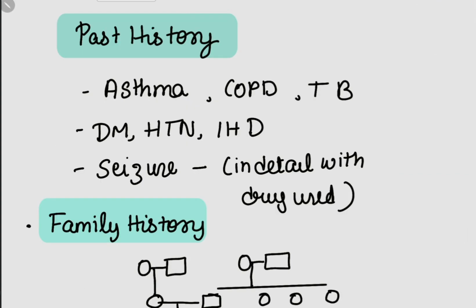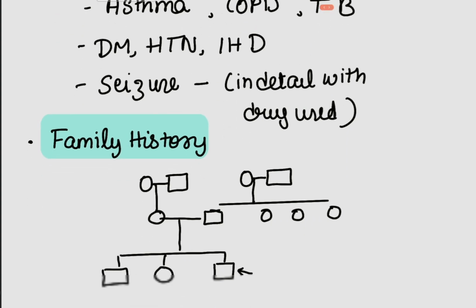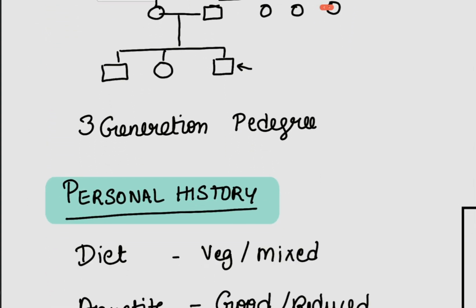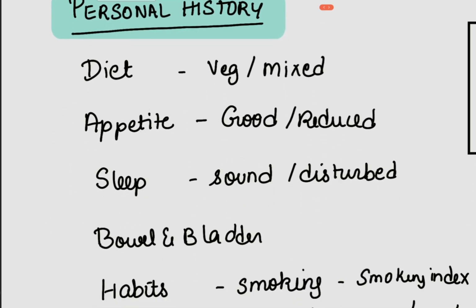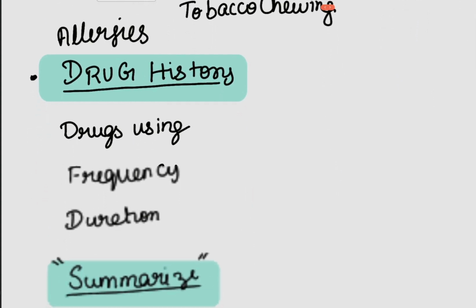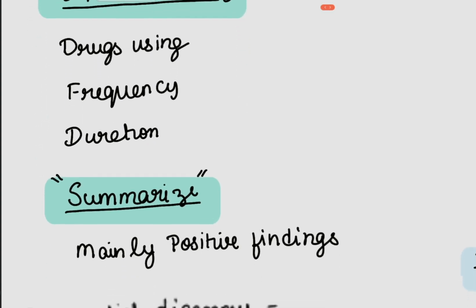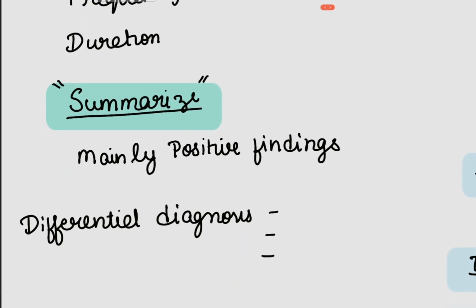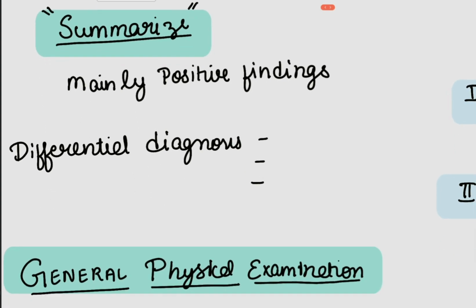Then we'll ask about past history, as usual: asthma, COPD, TB, DM, hypertension, ischemic heart disease, seizure. If it's seizure, in detail, as we have mentioned previously, along with the drug use. Then family history, three generation pedigree. Then personal history: diet, appetite, sleep, bowel, bladder, habits, smoking index, alcohol, units or grams per week. Then we'll ask about drug history, frequency and duration. Summarize the positive findings. Then we'll give a few differential diagnoses based on your initial HOPI findings.